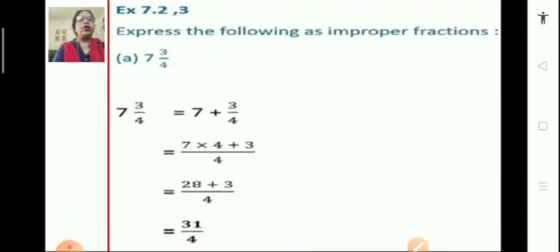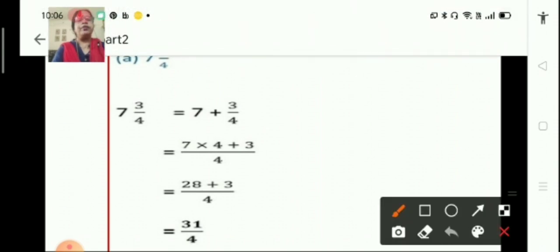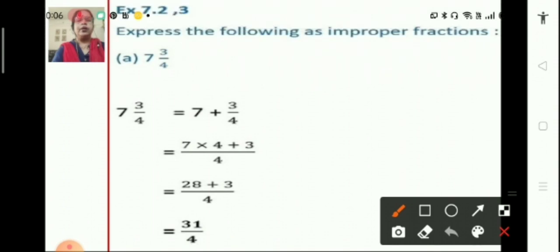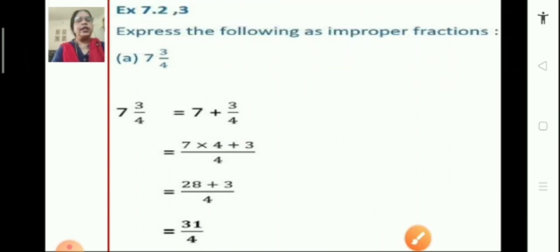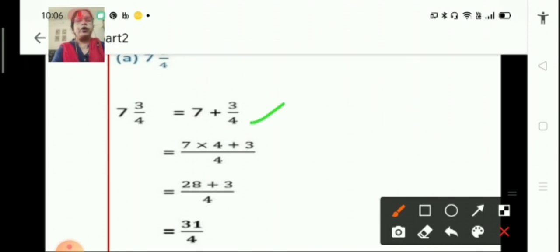Now express the following as improper fractions. Here we have a mixed fraction, and we have to convert it into an improper fraction. 7 3 upon 4. So how do we do that? 7 3 upon 4 is equal to 7 plus 3 upon 4.